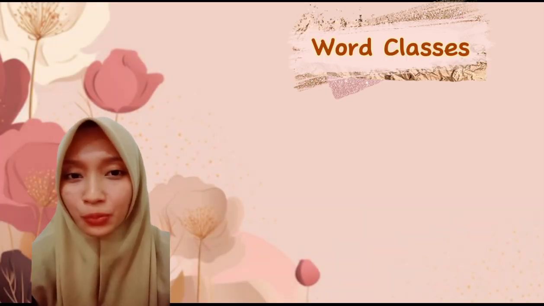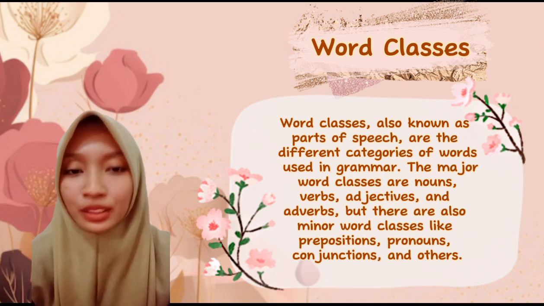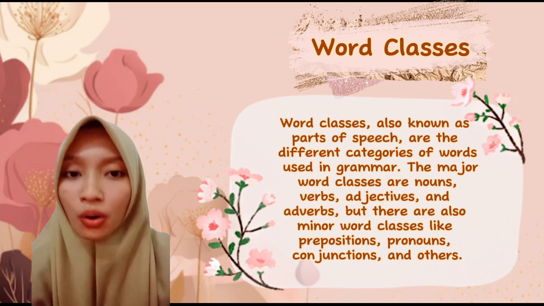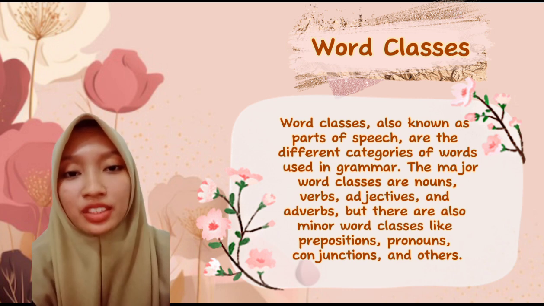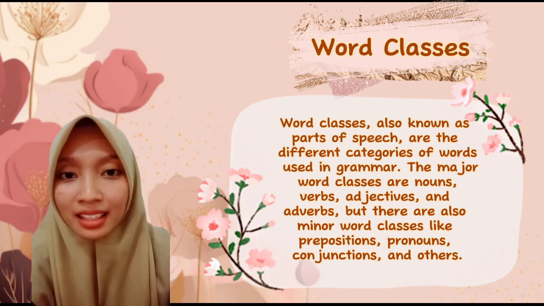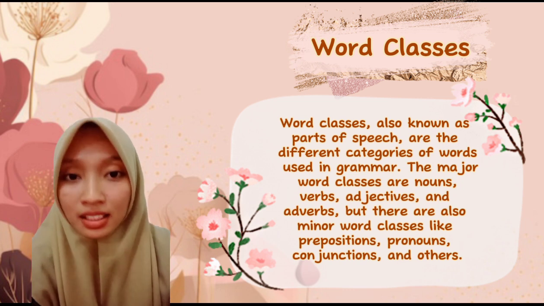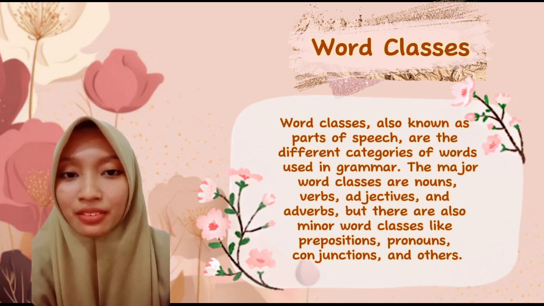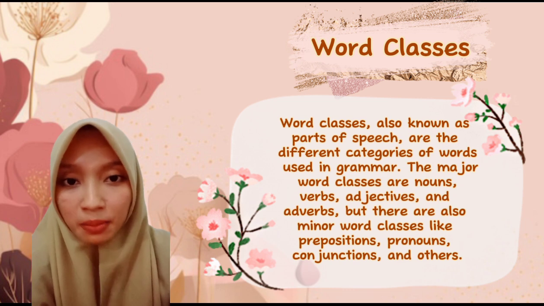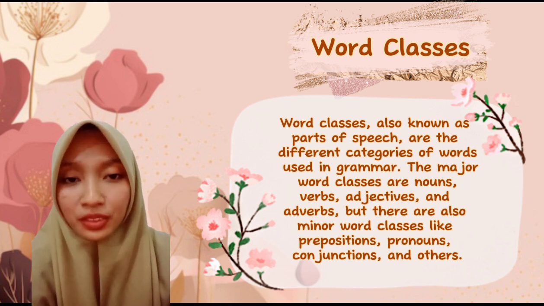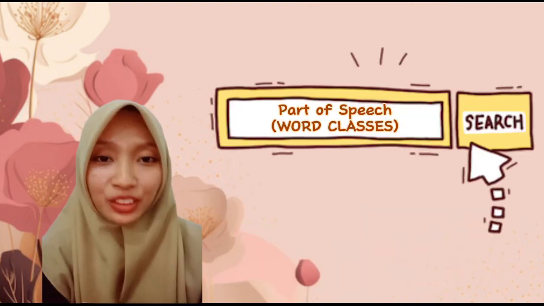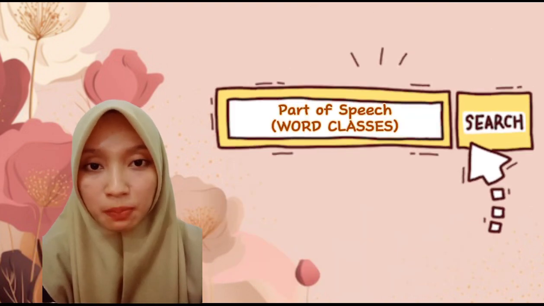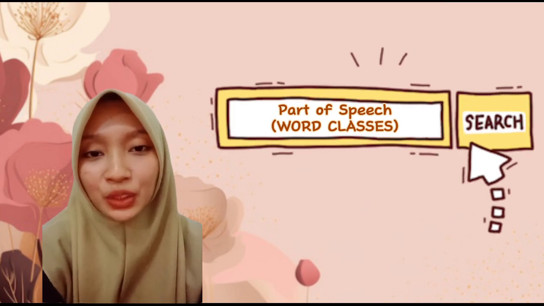So, what is word classes? Word classes or word classification, or even known as the part of speech, are different categories of words used in grammar. The major word classes are noun, verbs, adjectives, and adverb, while the minor word classes are prepositions, pronouns, conjunctions, and others. I bet that you're already familiar with part of speech, but here I'm going to remind you a little bit about part of speech.